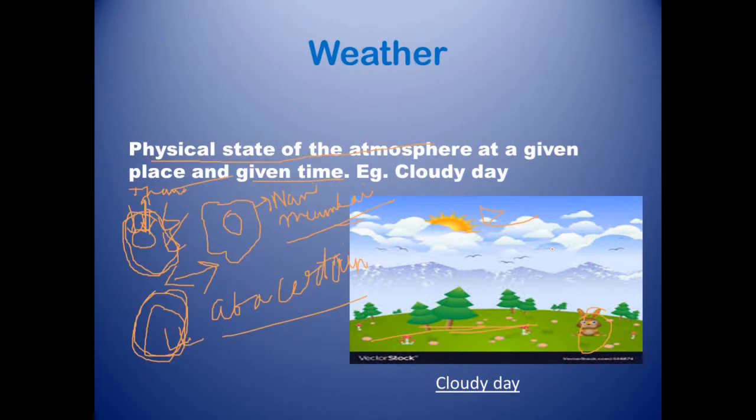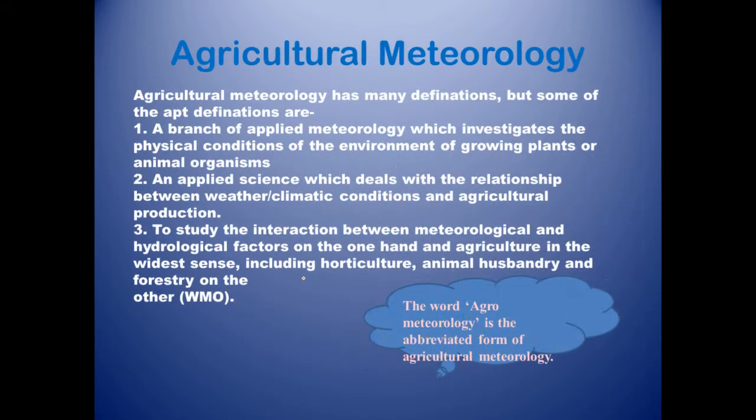So finally we come to the word agricultural meteorology. It is also called agrometeorology. Here it is written, agrometeorology is the abbreviated form of agricultural meteorology. And now, what does this word agricultural meteorology really mean? It means meteorology which deals with agriculture, agricultural production, and how we can give the benefit of meteorology to agriculture.